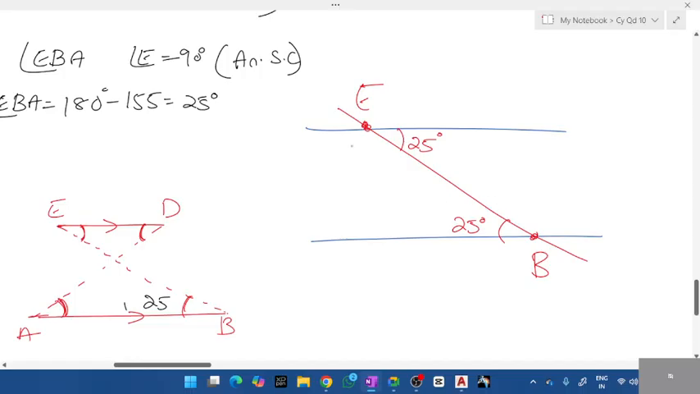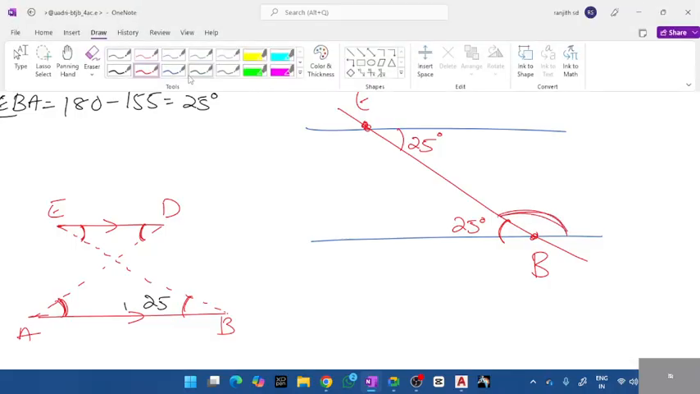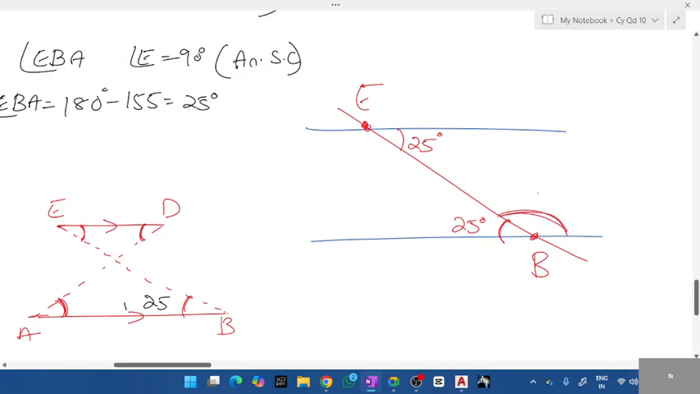Okay, what is the other interior angle we have? If B is a straight line, what is the remaining value? 180 minus 25. How much is 180 minus 25? 155, right? Yes, 155.